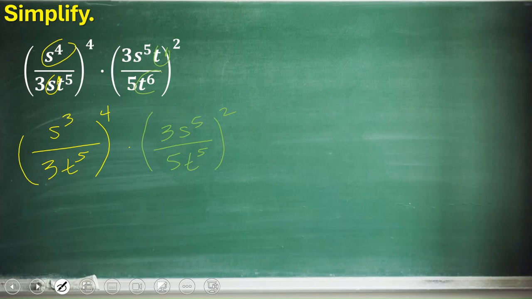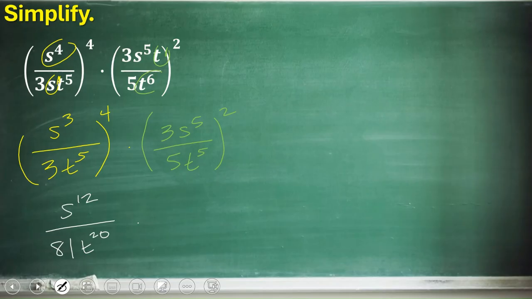Now I'm going to apply the powers on each of these respective fractions. So s gets raised to the power of 3 to the power of 4. We multiply that to get s to the 12th. 3 gets raised to the power of 4. That's 3 times 3 times 3 times 3, which is 81, or 3 to the 4th. And then t gets raised to the 5th to the 4th, which is t to the 20th.